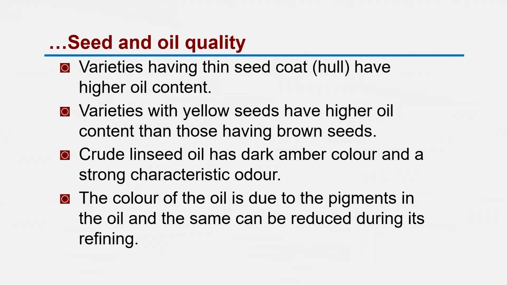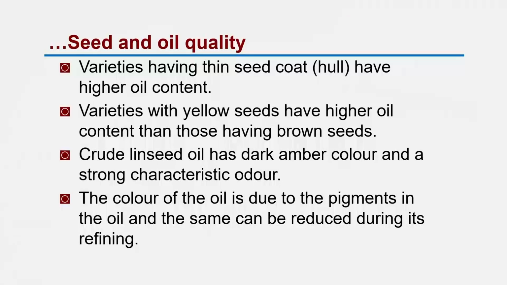Crude linseed oil has a dark umber color. So, the color of the oil is also important, which is dark umber color, and a strong characteristic odor. One can easily identify linseed oil by smelling it, because it has a characteristic odor or smell of its own. The color of the oil is due to the pigments in the oil, and the same can be reduced during its refining.